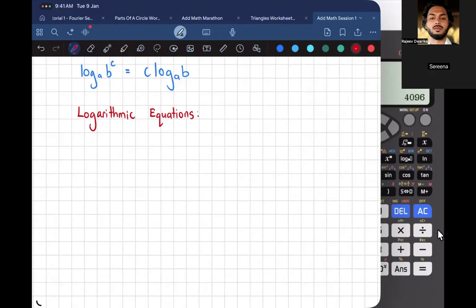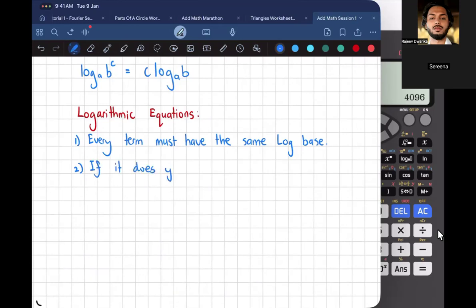Number 1, every term must have the same log base. Every term must have the same log base. If it does not, you have to convert. That's what you would have to do.